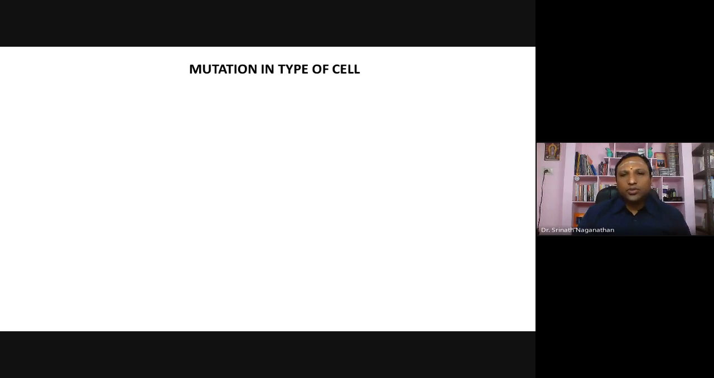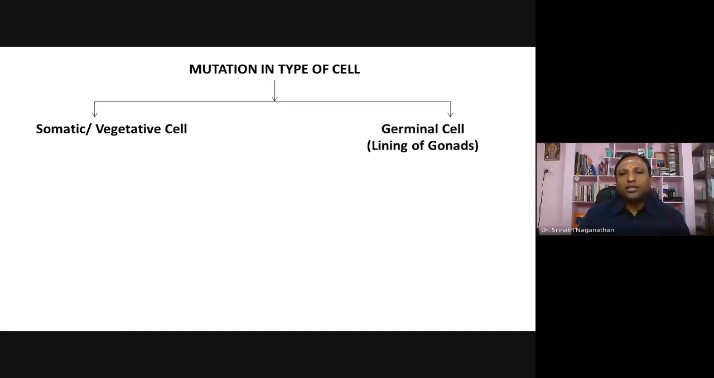So mutation, in terms of cell types, as we have seen in our previous session, can be divided into somatic or vegetative cell and germinal cell, that is, the lining of gonads. If it is taking place in a somatic cell or vegetative cell, an example is skin cancer. If it is taking place in the gonads, then it can cause damage in the sperm or in the ovum. If it takes place in the somatic cell, it is non-transferable to offspring. But if it occurs in the germinal cell, it gets transferred during zygote formation.